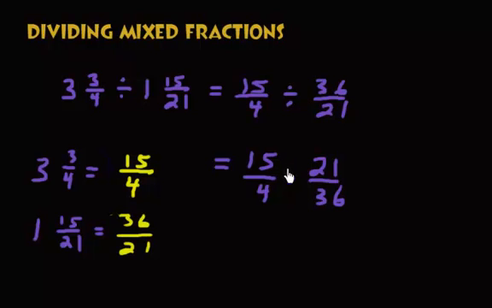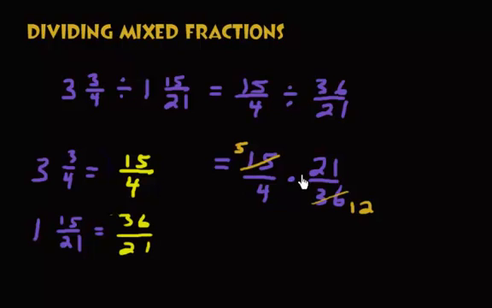Anything that's on top and anything on the bottom, it's possible that we can divide out some of their common factors. So let's take a look. Anything that we see may have a common factor. Well, I do see a 15 and a 36, and they both share a 3. So if I divide a 3 out, I'm going to get 5. And here, divide a 3 out, I'm going to get 12.